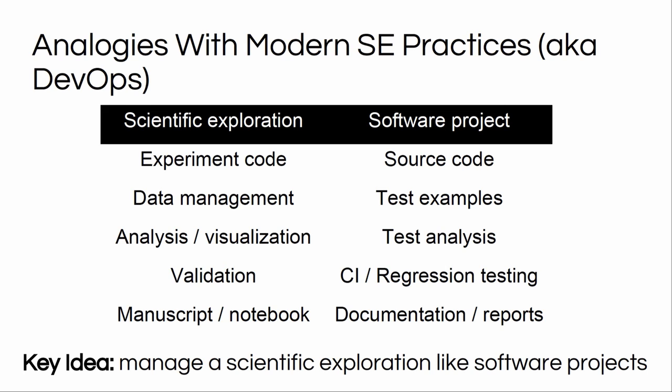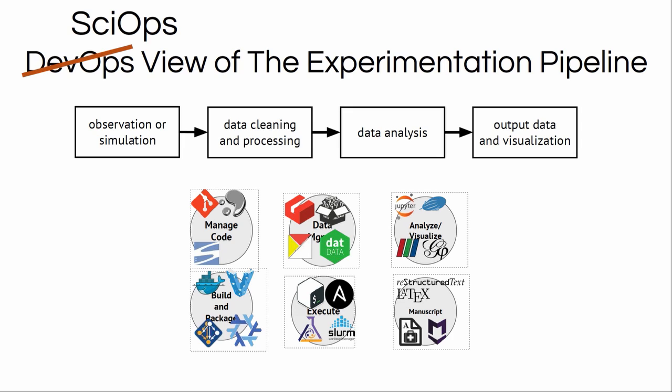So the key idea behind the protocol and the CLI tool is: why don't we just manage a scientific exploration as if it was a software project? That's the idea, and if we then map what people use in practice, there's a lot of tooling. This is just a small sample of what you find out there. There are a lot of very mature, very well-documented tools with big communities, and we could just leverage that.